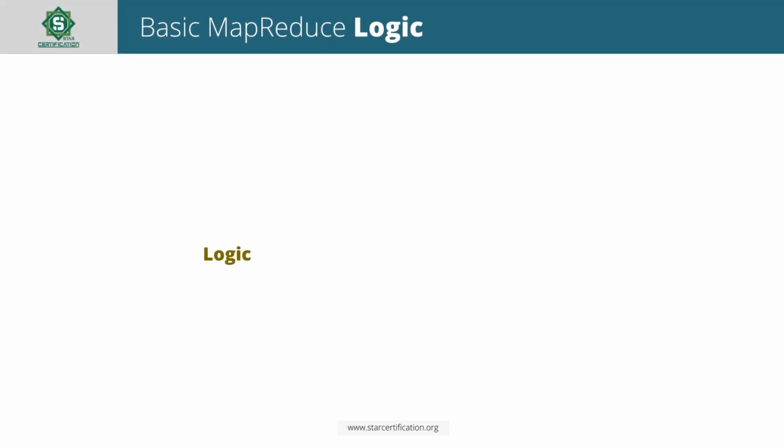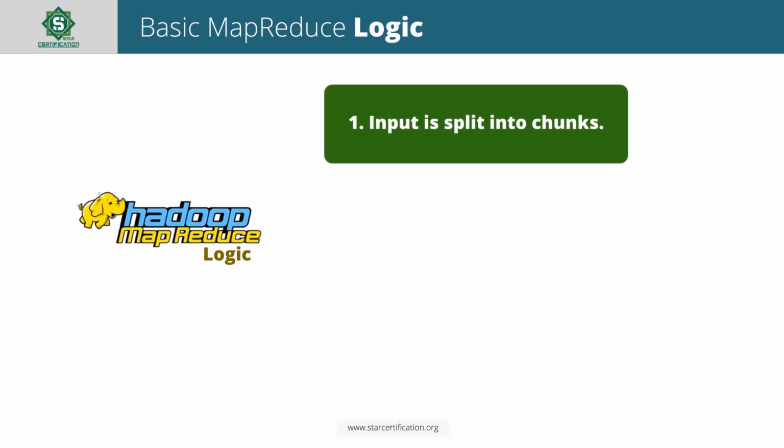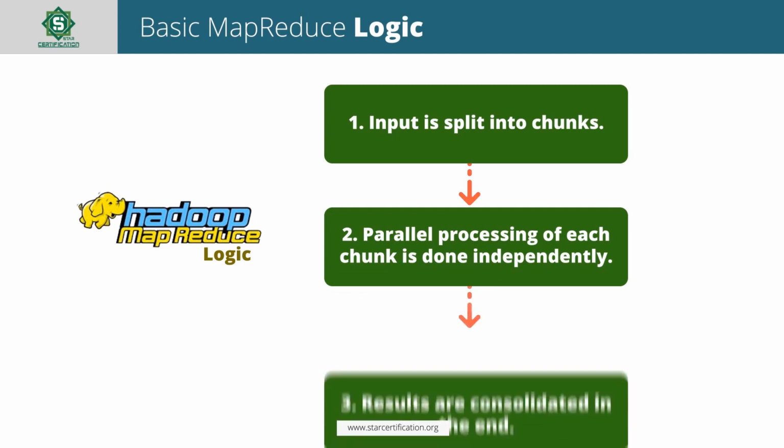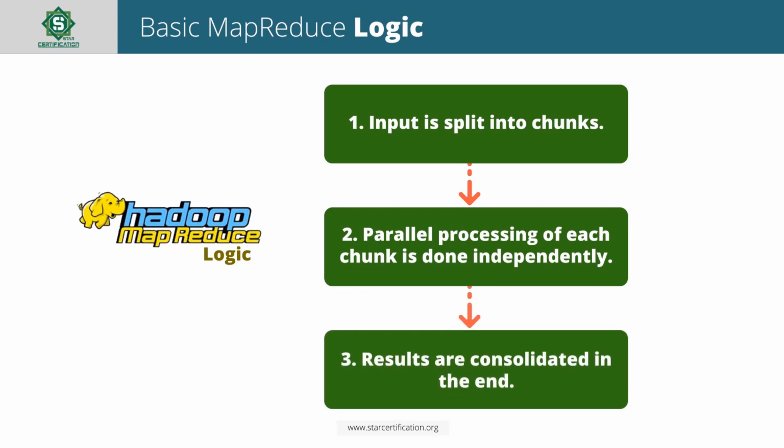Basic MapReduce logic. The basic MapReduce logic has the following three steps. First, input is split into chunks. Second, parallel processing of each chunk is done independently. Third, results are consolidated in the end.